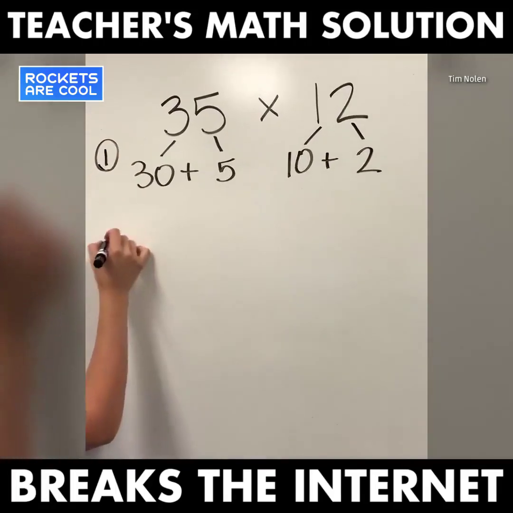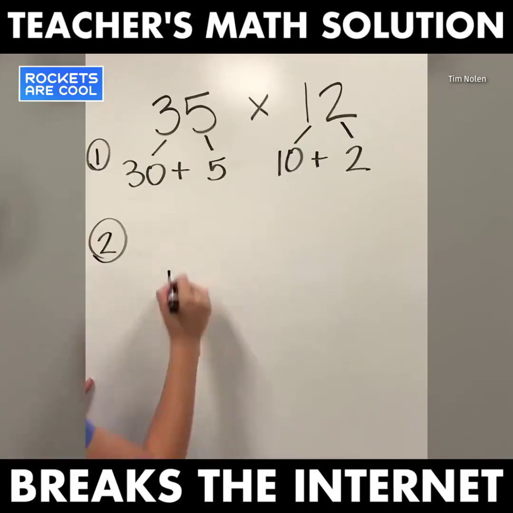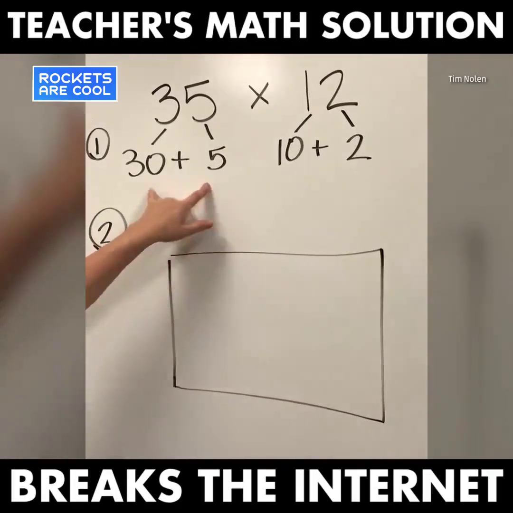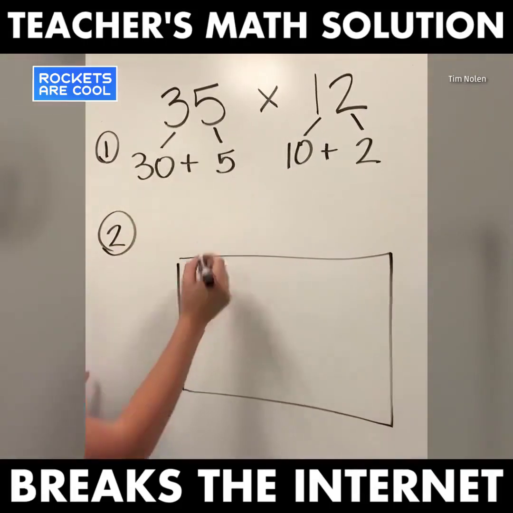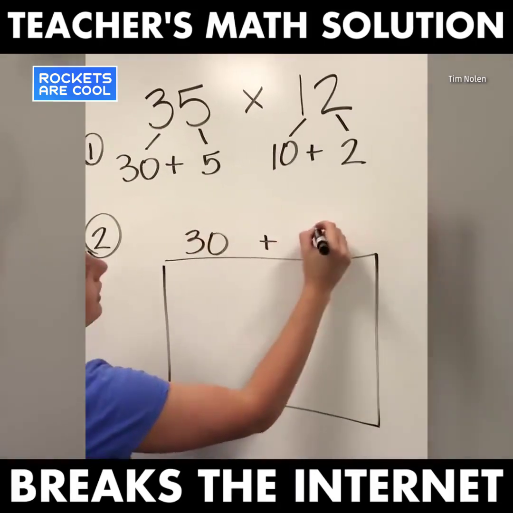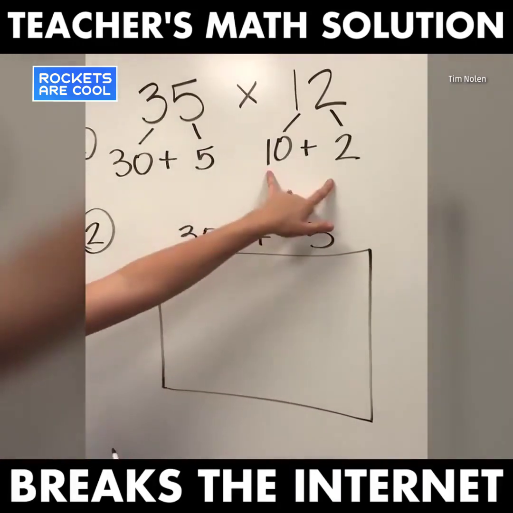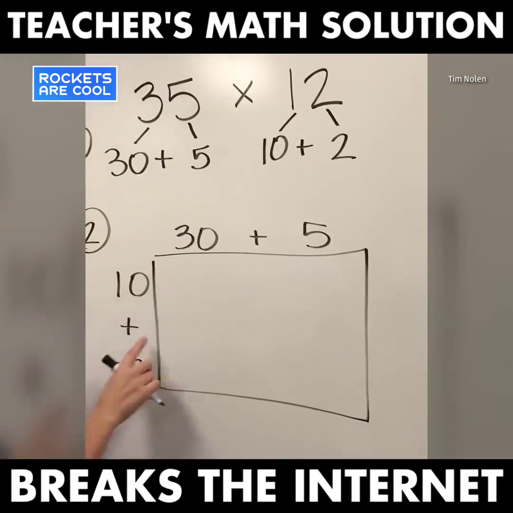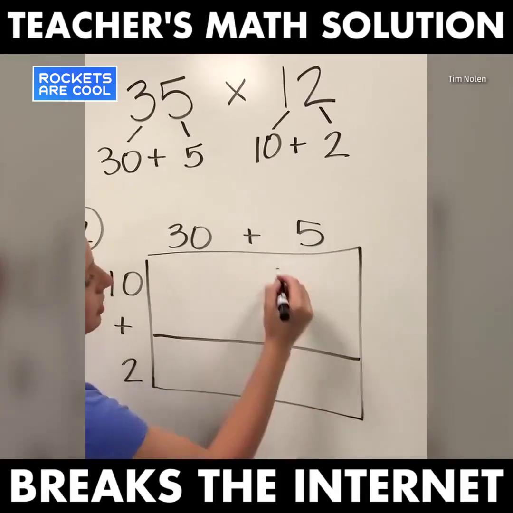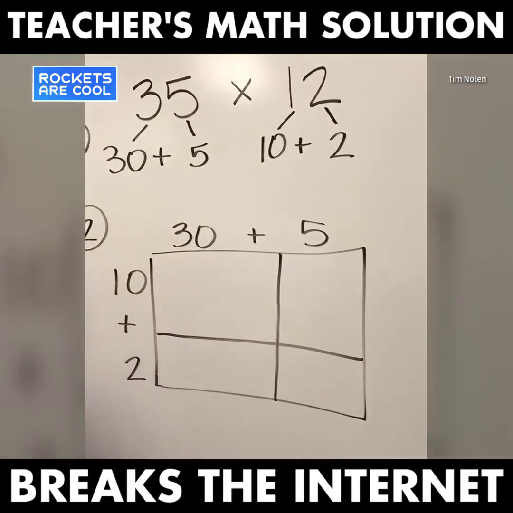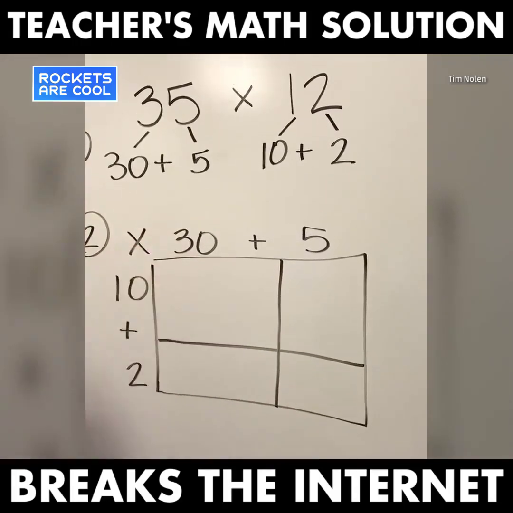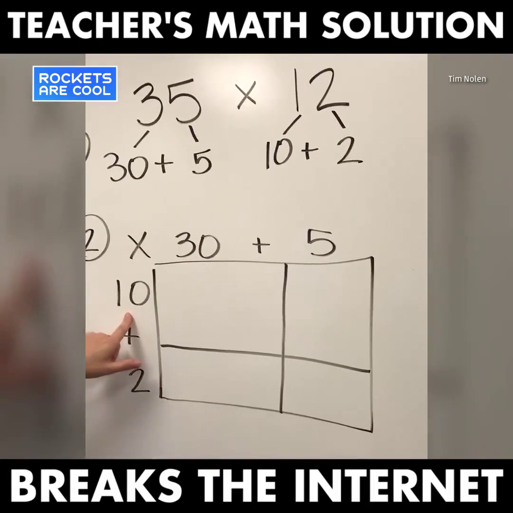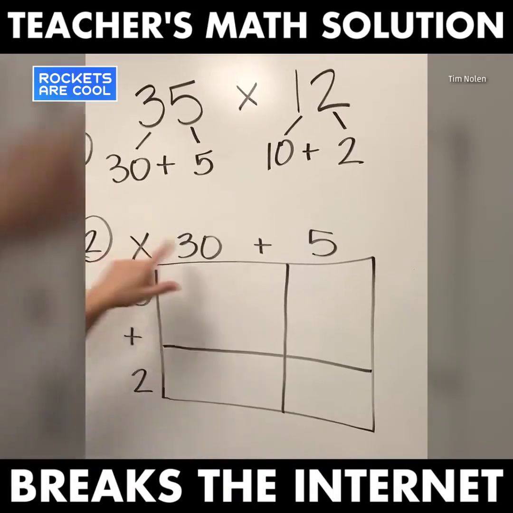The next step would be to draw a large box. On this box we're going to put both of our expanded numbers. So on the top I'm going to put 30 plus 5, and on the side I'm going to put 10 plus 2. Where your plus signs are, I want you to draw lines through the middle and down it. And then in the very corner we're still multiplying, so I'm going to put a big multiplication sign.